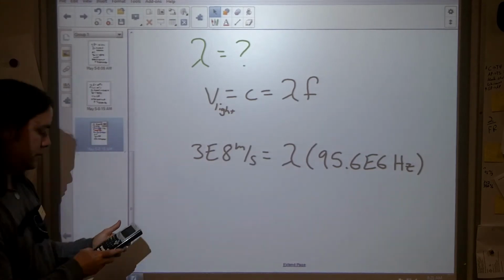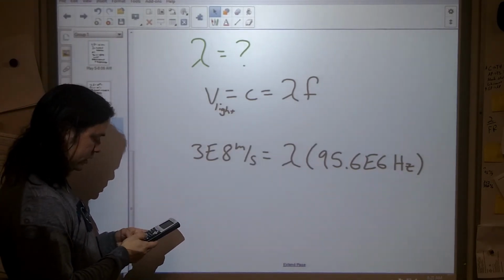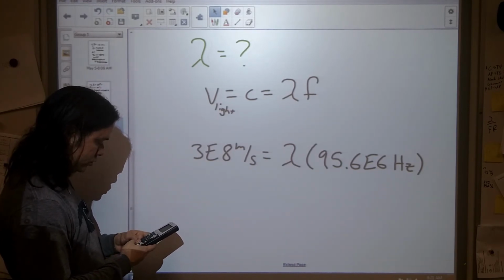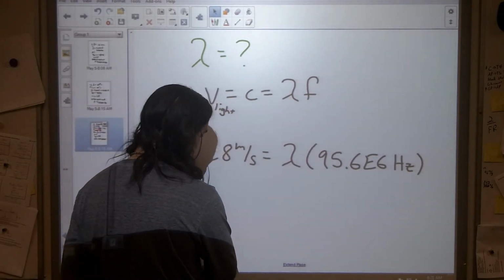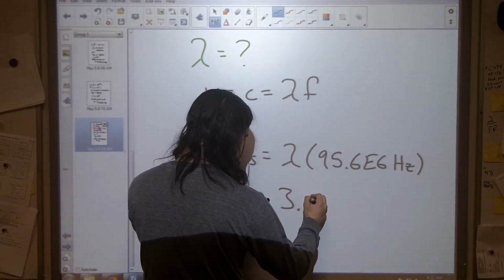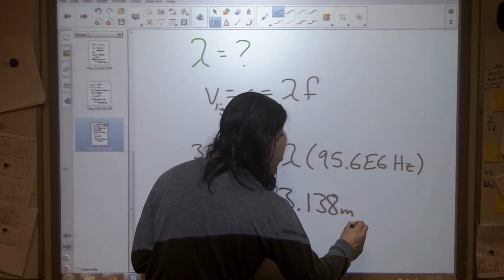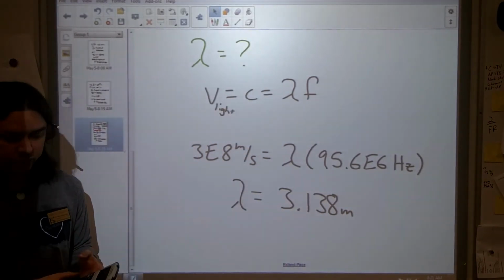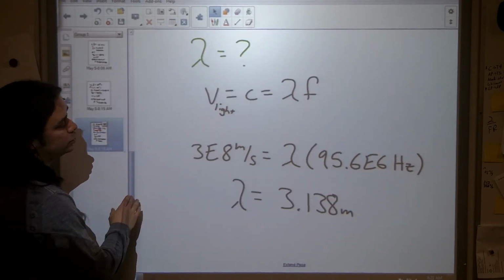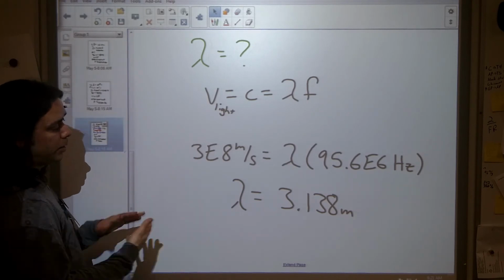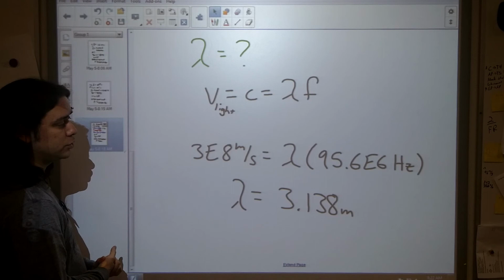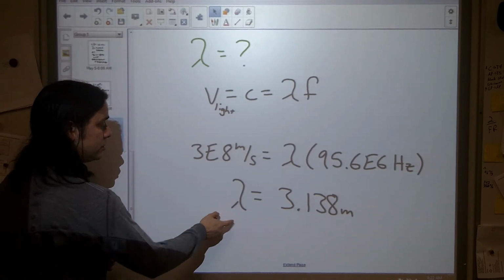So a little bit of math here. 95.6 times 10 raised to the 6th, then 3 divided by answer times 10 raised to the positive 8. We actually end up with lambda for our radio wave being 3.138 meters. Now, radio waves are usually kind of long. In fact, for a lot of the regular broadcast ranges that we use for commercial radio, it'll probably be around 3 meters for the wavelength. But feel free to check them individually. You're going to need a more precise answer for our system.